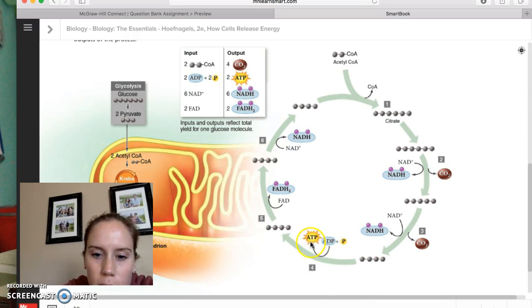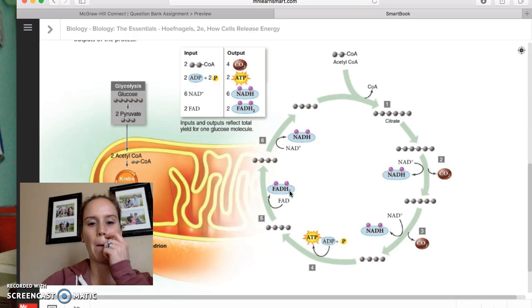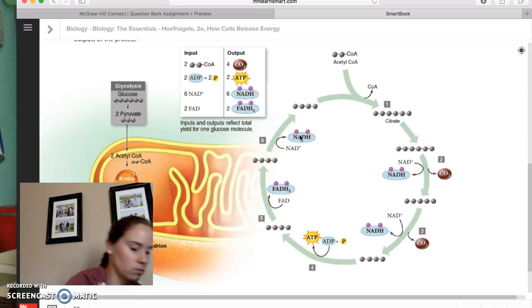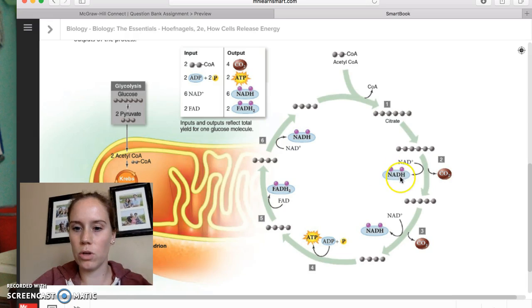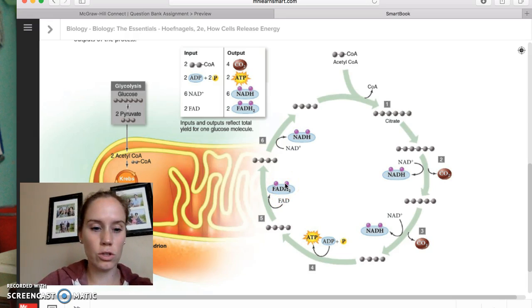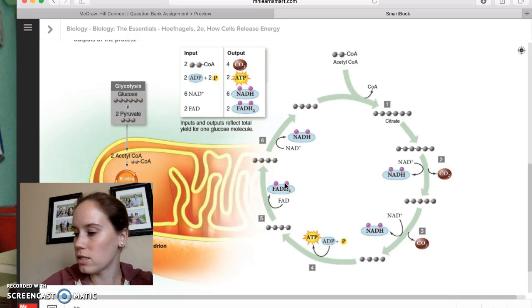Now we're going to create some energy. Okay, and then FADH2 is another electron carrier that you need to remember. Okay, and then we have another NADH molecule. Okay, so those are all electron carriers. So we're creating 3 NADH molecules and 1 FADH2. Okay, but remember we created 2 pyruvates in glycolysis.